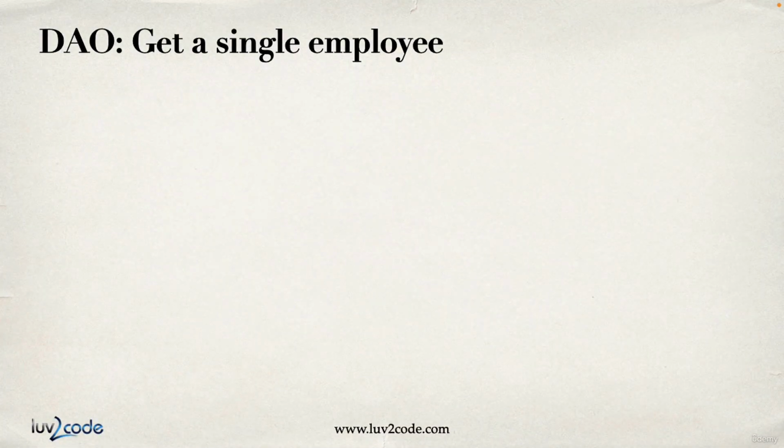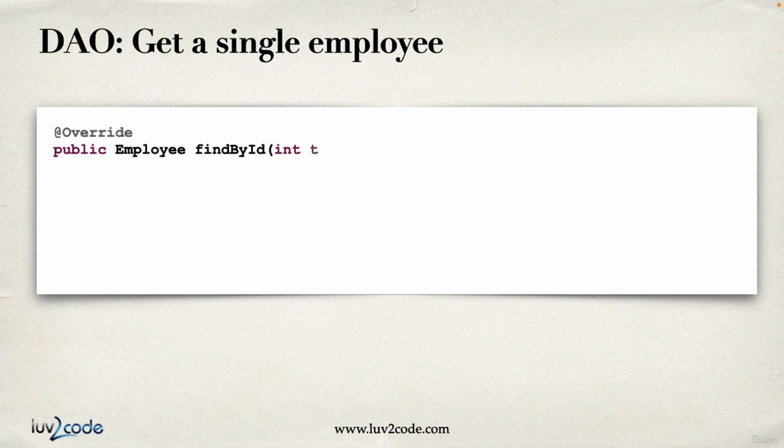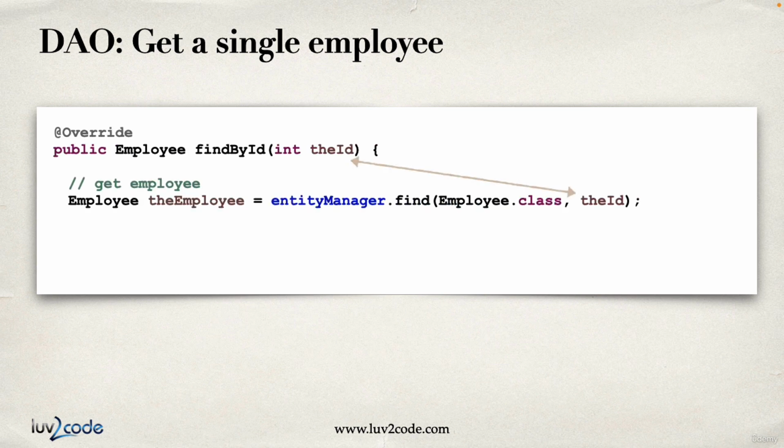All right, let's get started with the DAO of getting a single employee. So we'll have this method here, findById, and pass in the integer ID. We make use of this entityManager.find and we give that ID. This will return the employee, and then we simply return this given employee from our method.